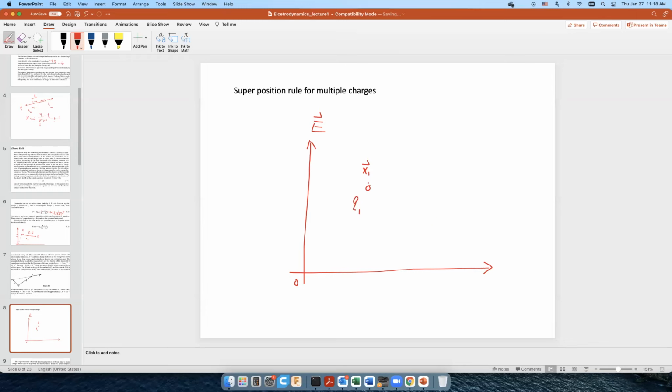For example, you have charge Q1 located at the X1 position. If you want to calculate the electric field at some position X, it's not a good picture, but what you can do is draw a connection between X1 and X, and that's the direction of E, the electric field generated by Q1. You can calculate it by using the equation.